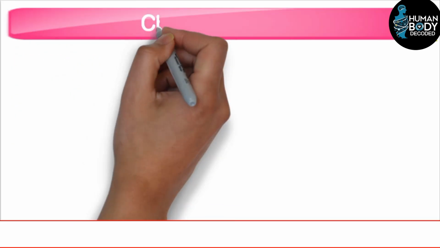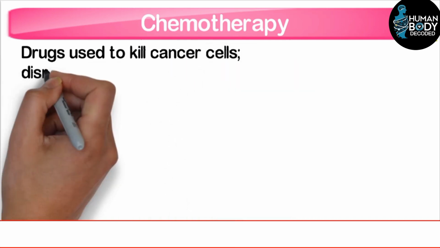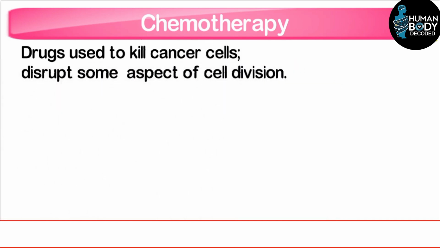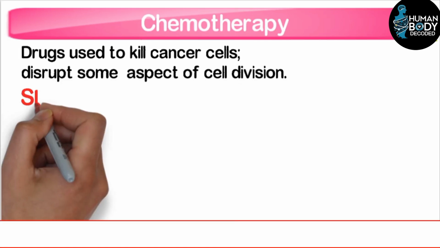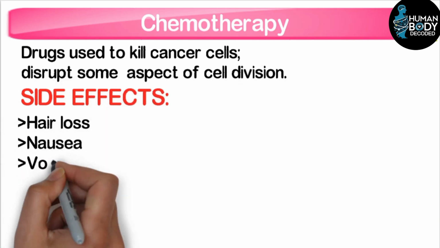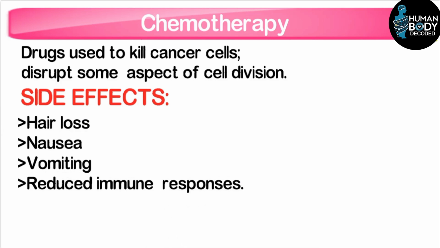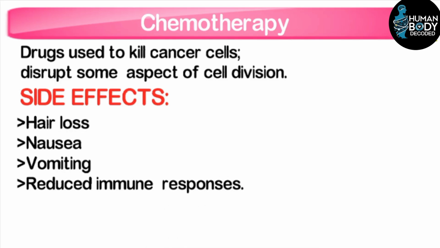The first treatment is chemotherapy. In chemotherapy, we give some drugs, and what those drugs do is kill cancer cells in our body. They stop their cell division. But chemotherapy also has some side effects like hair loss, nausea, vomiting, reduced immune responses. These four are the side effects of chemotherapy.